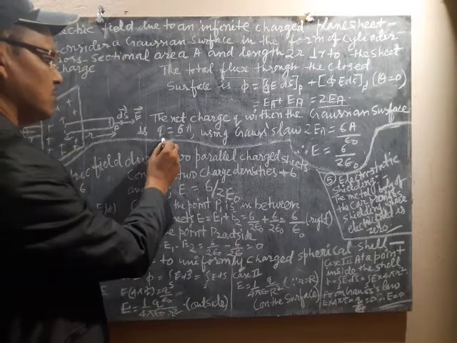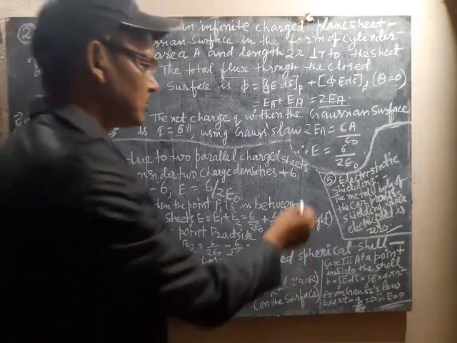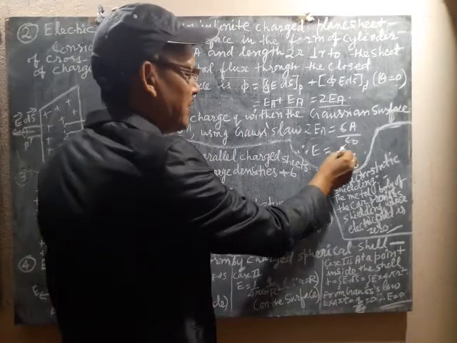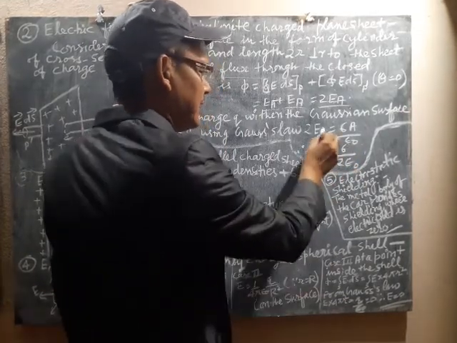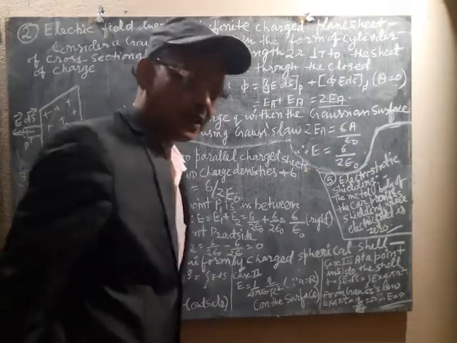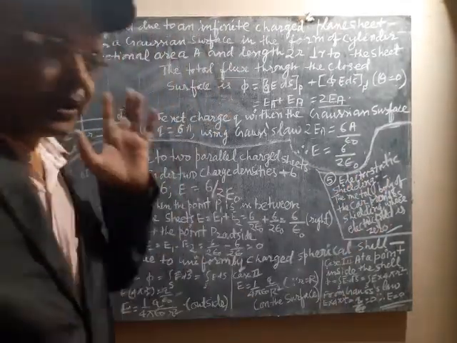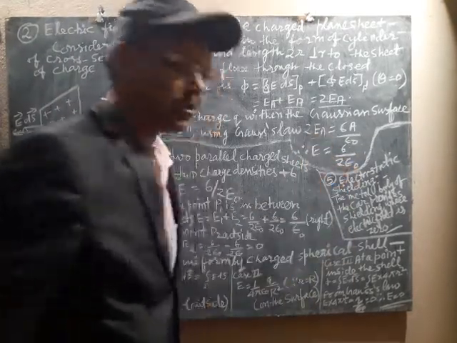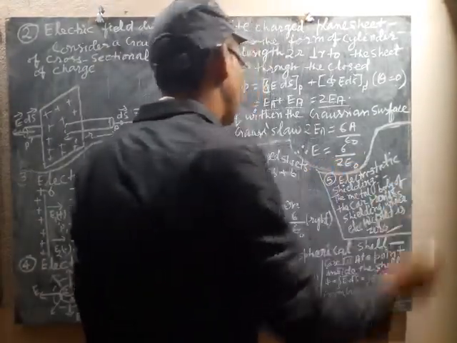Because Q is equal to sigma A, therefore E is equal to sigma by 2 epsilon 0. A cancels, and the 2 comes in the denominator, so by cross multiplication you finally get the result E equal to sigma by 2 epsilon 0.